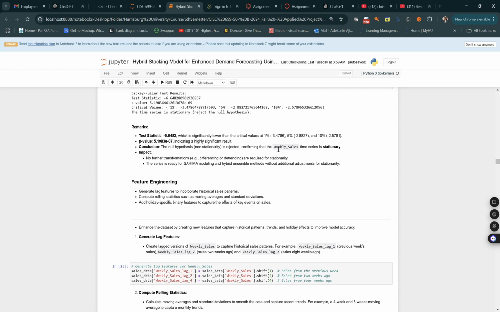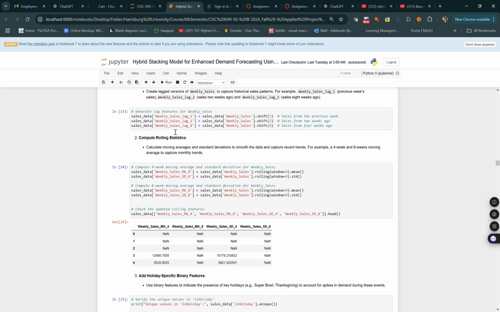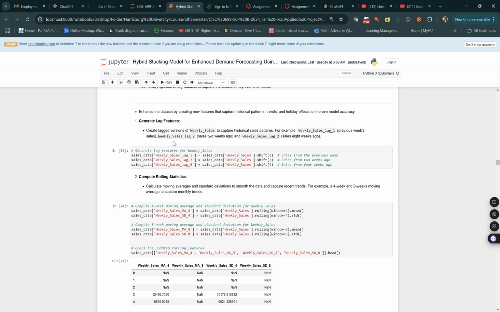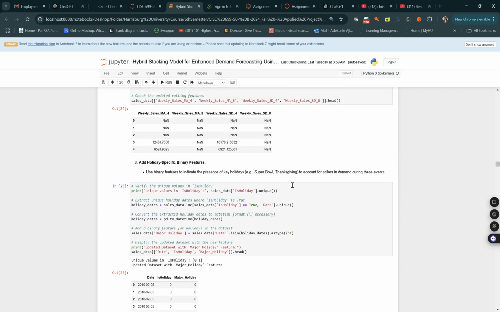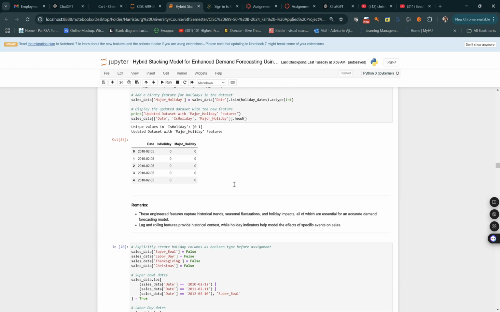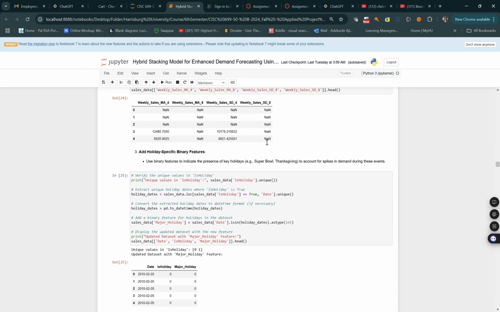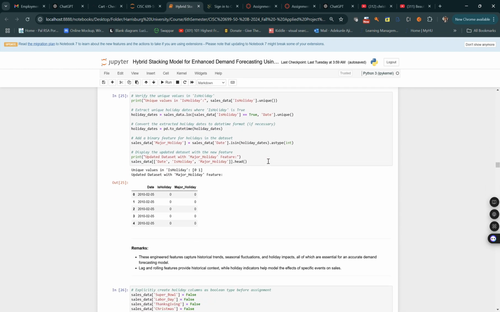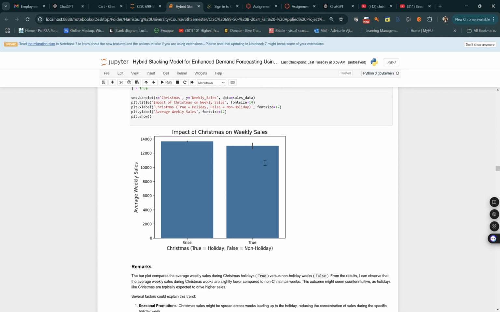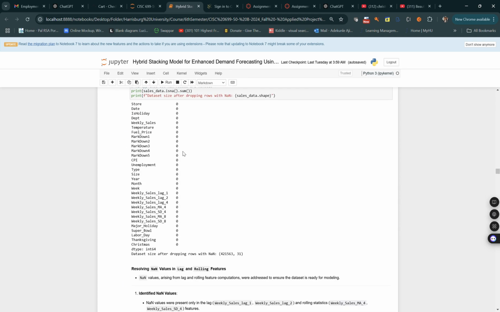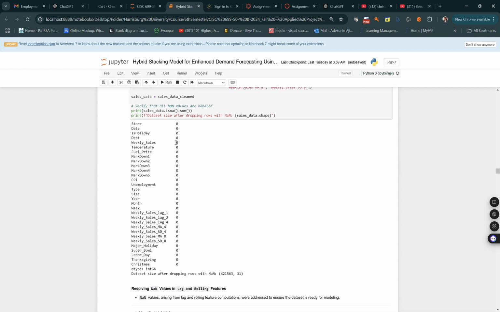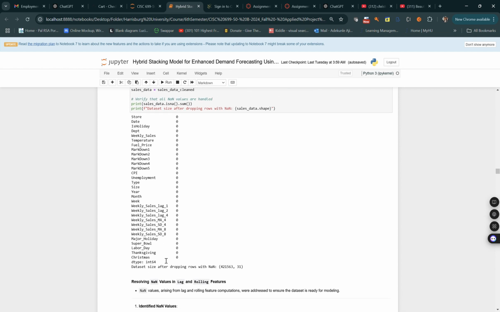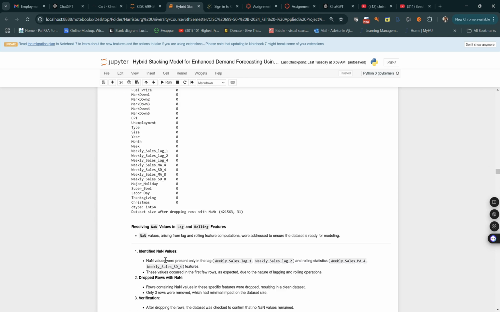So we generated the lag features and also rolling statistics for sales of previous weeks. We did a lot of data cleaning, and I removed the not available numbers here, then checked the impact, and discovered that after cleaning up the data there were 0 NaN values.